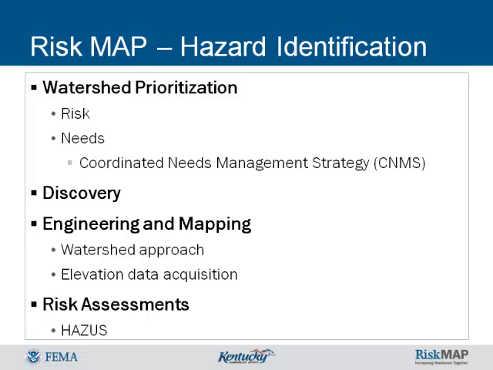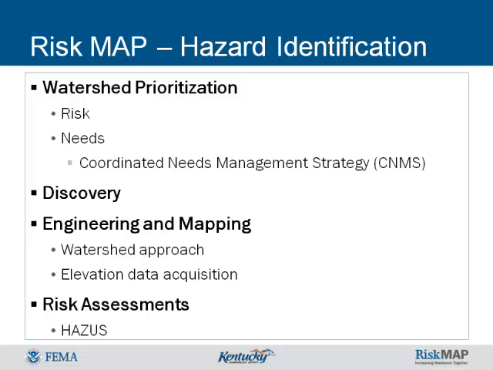After a watershed is selected for RiskMAP deployment, the discovery process will begin. The discovery process includes data collection from local, state, and federal sources to better understand the socioeconomic flood risks and mapping needs in the watershed, and includes stakeholders from a wide array of disciplines that will contribute to better understanding the risk and needs of the watershed.